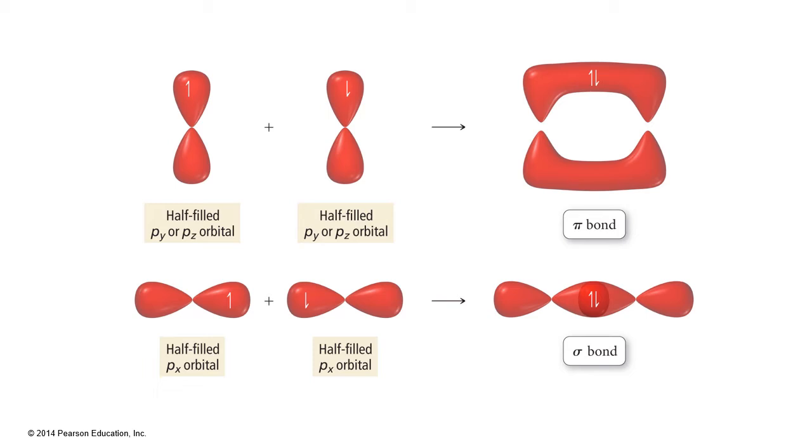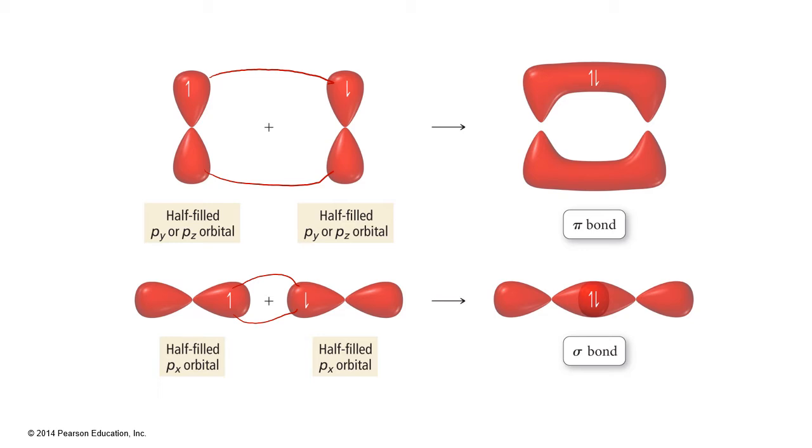So in order to form a pi bond, our p orbitals need to overlap shoulder to shoulder. They need to be parallel with each other, and the electrons that are shared in these parallel orbitals form a pi bond. If our p orbitals overlap head to head, then it is a sigma bond.